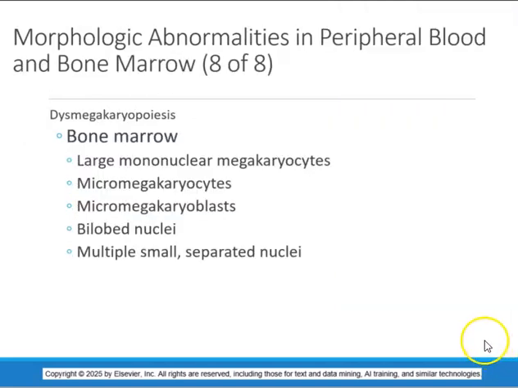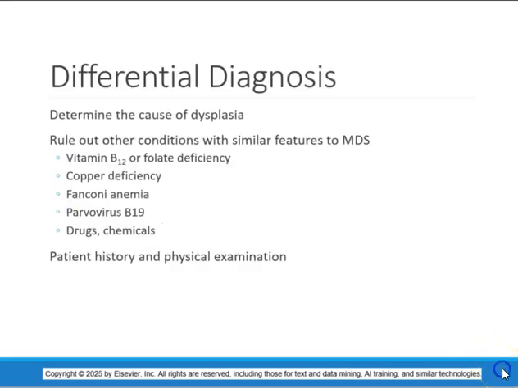So the dysmegakaryopoiesis, they're very large, mononuclear, which should be multiple nuclei in a megakaryocyte. And they're smaller. I mean, you saw pictures. Megakaryoblasts are smaller. They can be bilobed. It's just they're not normal. They do not follow the guidelines of being normal.